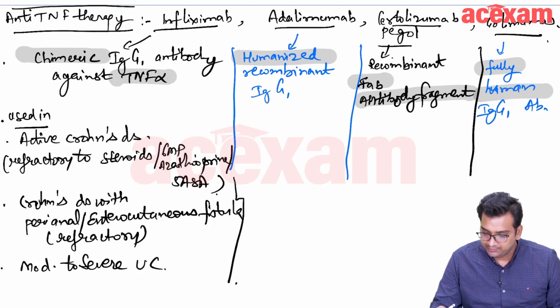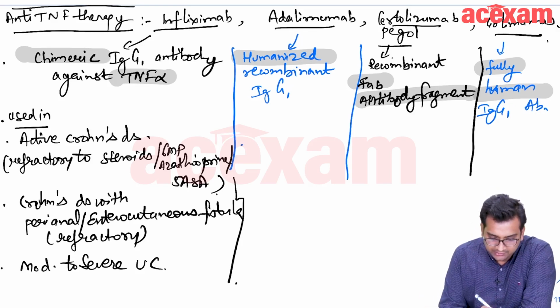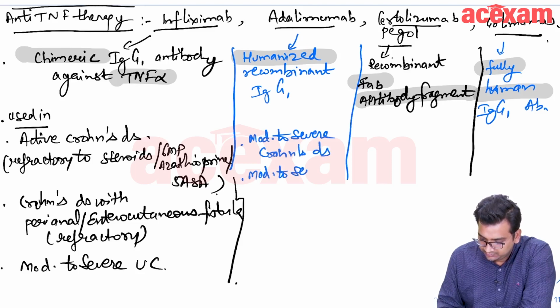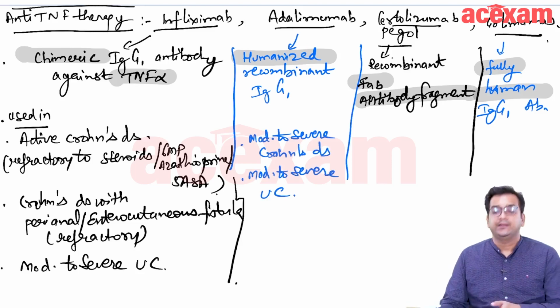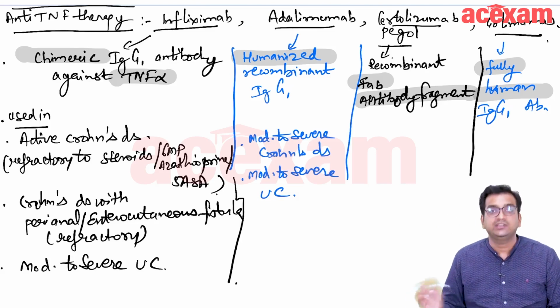Okay, this is obvious. This is regarding infliximab. Okay, now I am going to discuss about adalimumab. Adalimumab is used in moderate to severe Crohn's disease, or moderate to severe ulcerative colitis. Okay, this is also obvious. Now you can see here that this infliximab and adalimumab, they are used in both Crohn's disease and ulcerative colitis. But this certolizumab pegol and golimumab, they are mainly helpful in one disease only. So this is just to make you understand.